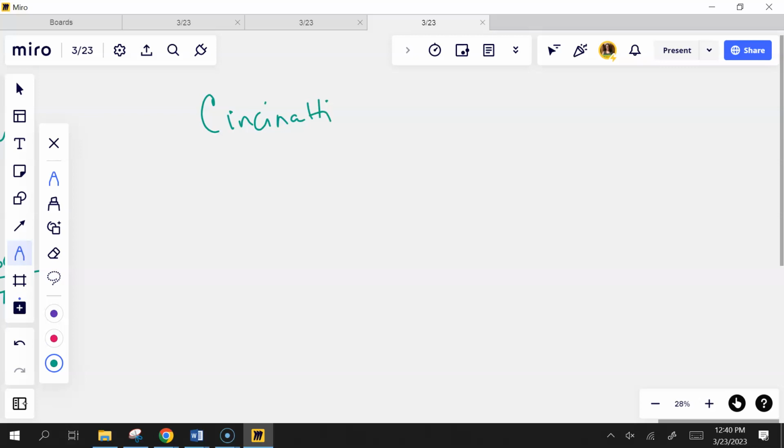Cincinnati has, here we go with the latitude and longitude, right? Cincinnati has a latitude of 39.1 degrees north.